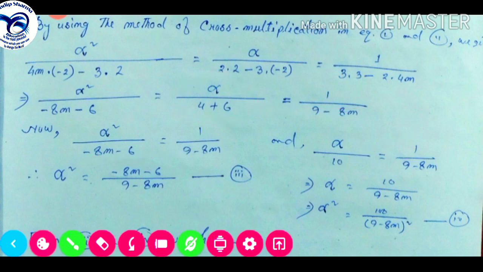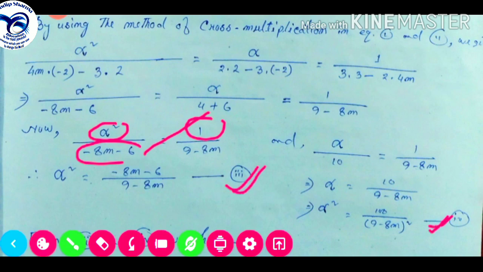So here also in the first portion, we will get alpha square is equal to, this portion will go top here by cross multiplication, so it will be minus 8m minus 6 divided by 9 minus 8m. This one we are considering as equation number 3 and this one as equation number 4. How number 4? When we square both sides, this one already we squared and got alpha square here. This side also we need to square. So alpha square is equal to 10 square, that is 100, divided by 9 minus 8m whole square. So this one will be equation number 4.